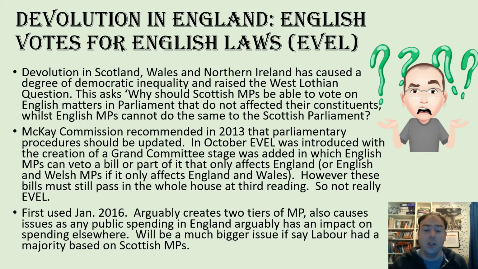Now, arguably, it creates a two-tier system of MPs, therefore it's having a significant impact. Because you've got Scottish MPs who don't get to vote on all laws that go through the Westminster Parliament, which seems to make them secondary to the English MPs. It also causes issues as well. Essentially, any law that involves substantive public spending in England arguably has an impact elsewhere, because the pot only has so much money in it, and therefore the amount that's spent in England is then not available to be spent elsewhere.